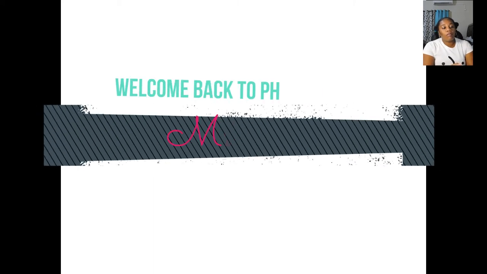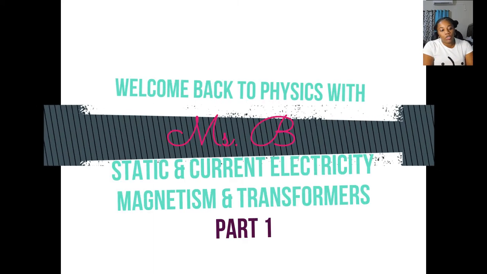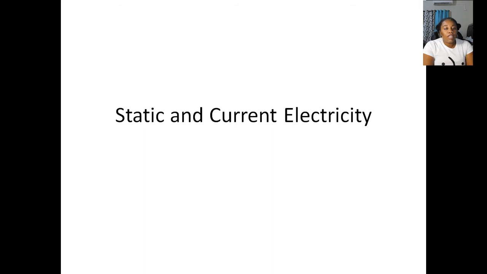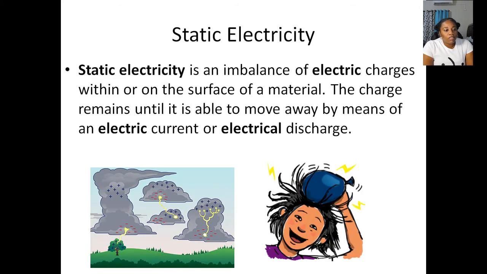Alright, so welcome back, and now we're moving right along into static and current electricity. Static electricity is an imbalance of electric charges within or on the surface of a material. The charge remains until it is able to move away by means of an electric current or electrical discharge.